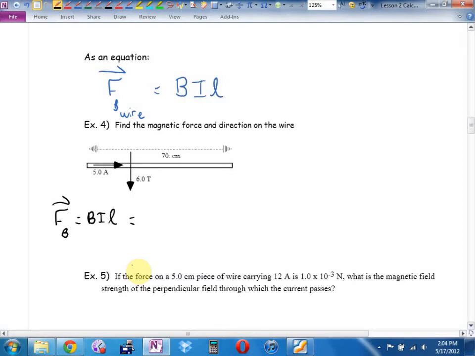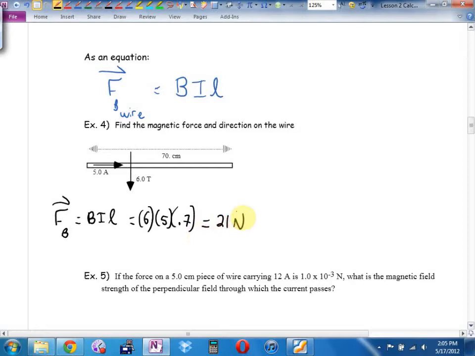Look at the diagram. How strong is the magnetic field? Yeah, units, right? 6 Teslas. How strong is the current? 5. How long is the chunk of wire that's in the magnetic field? Not 70, 0.7, yes. You get 21 newtons?